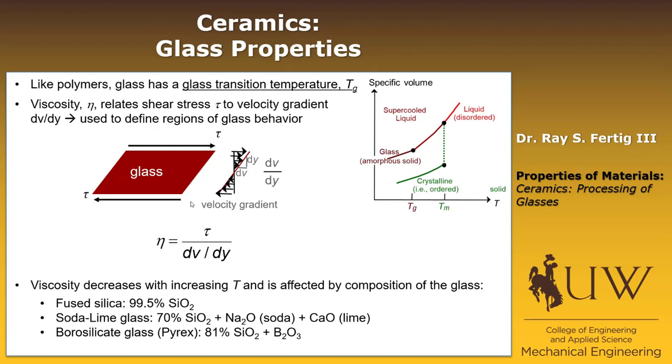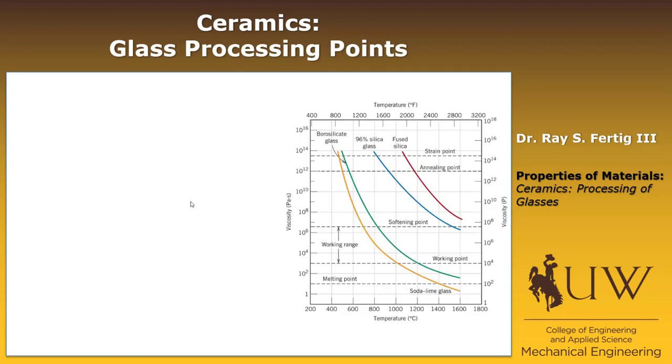So those are three different compositions to keep in mind as we jump to this next slide, which talks about the viscosity-temperature behavior of glasses. This yellow curve here is soda lime glass, green is borosilicate, and the red curve is fused silica, so basically pure silicon dioxide. What you can see is that for any given viscosity, let's say 10 to the 8th pascal-seconds, the temperature at which that occurs for fused silica is 1500 degrees, whereas for soda lime glass, it's less than 700 degrees.